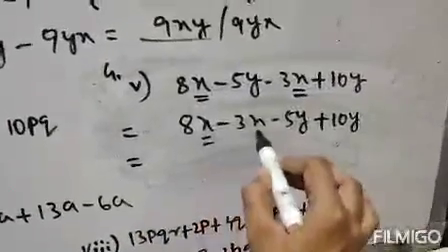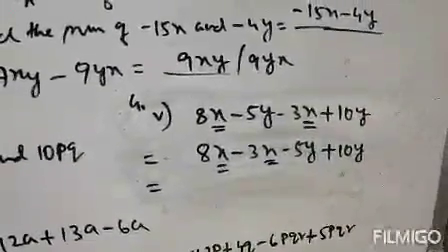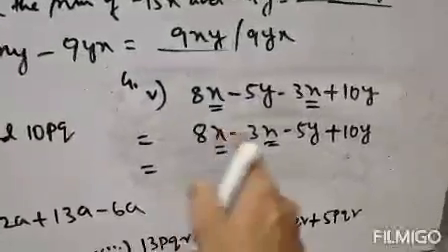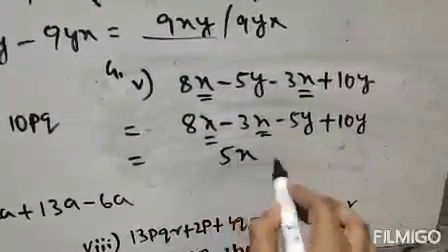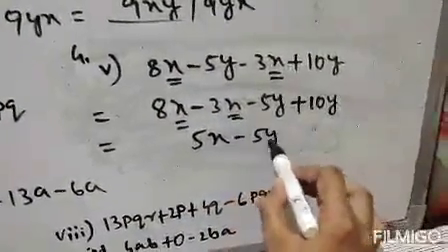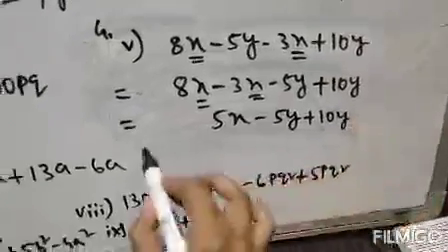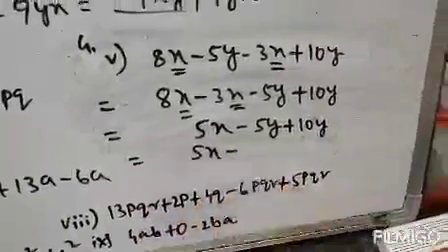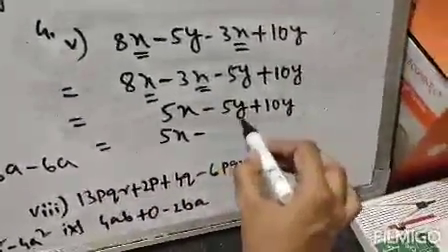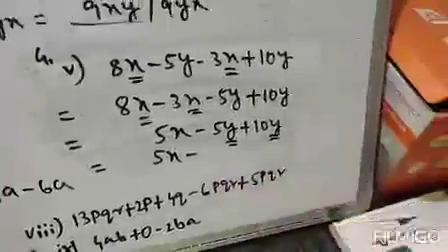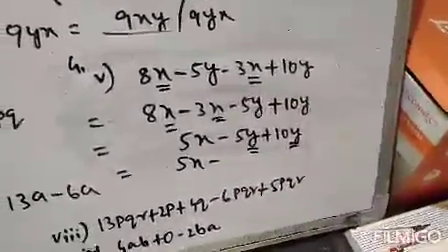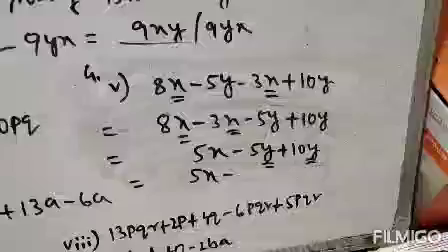Now here the coefficient is x, the coefficient is x. So the coefficients are the same, we can easily subtract. So 8 minus 3 is 5 and it is x. Now it is minus 5y, it is plus 10y. Now 5x, just write 5x here. Now see, it is y, it is also y. That means the coefficient is y, the coefficient is also y. So the coefficients are the same, we can easily operate.